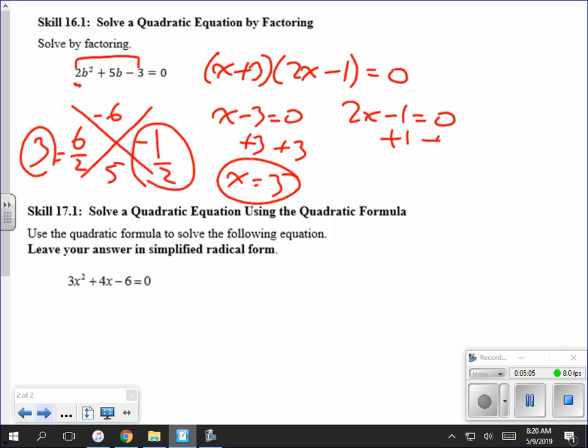Add 1. 2x equals 1, and there's the bell. Divide both sides by 2. x equals 1/2. There's my second answer.